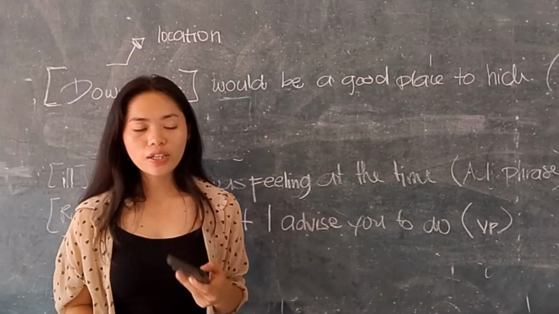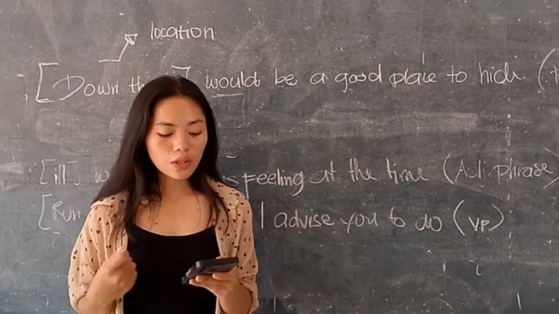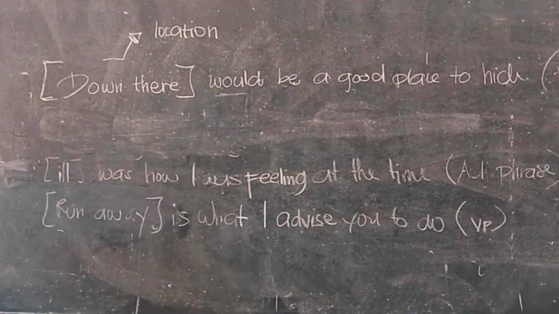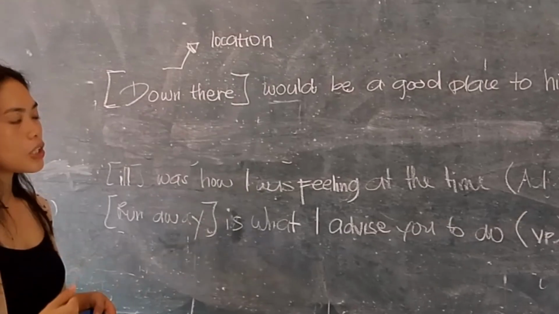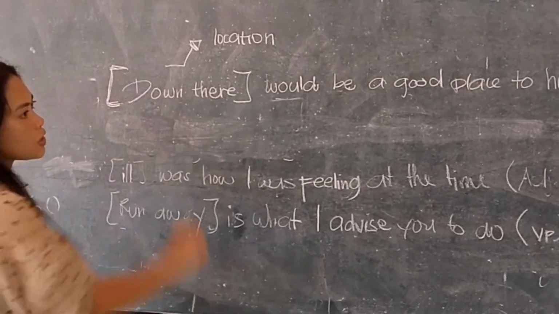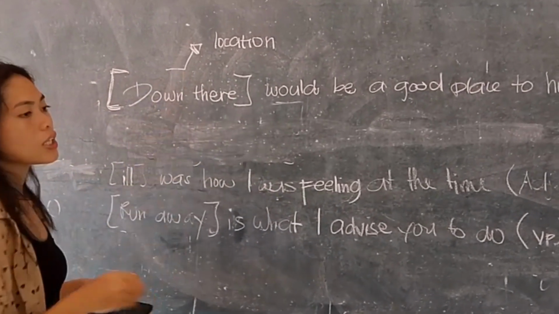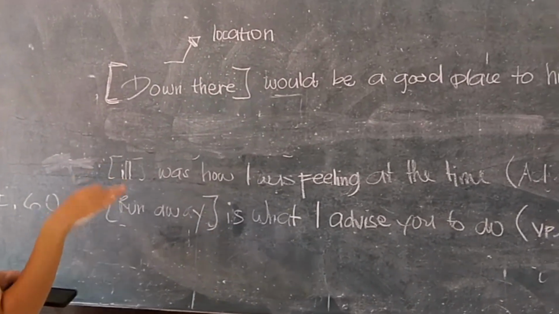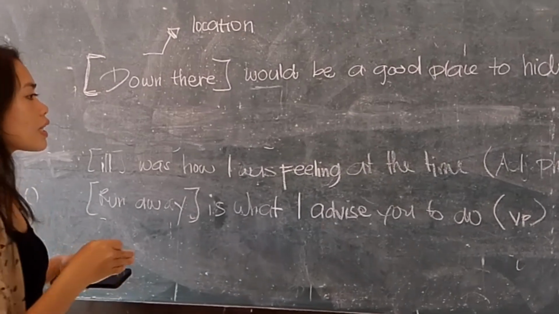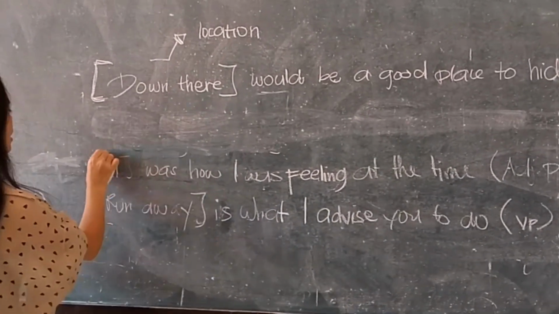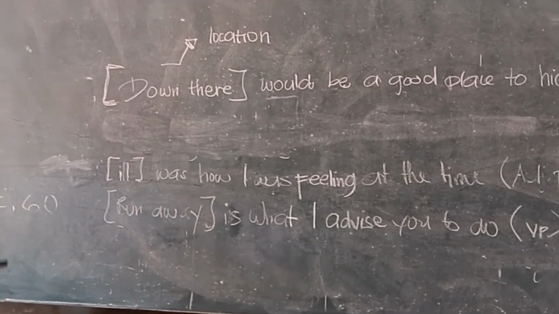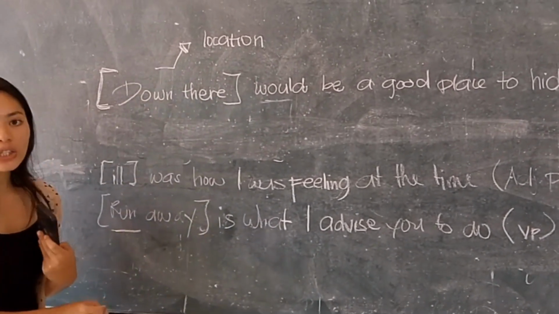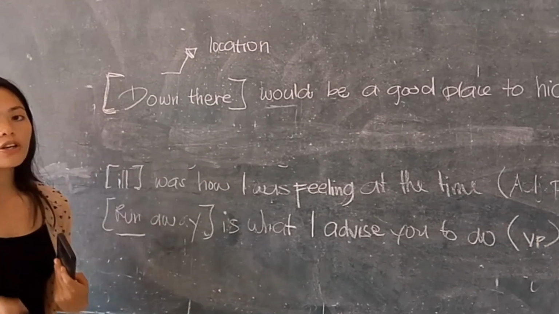What can be a subject? Other types of phrases and clauses can sometimes be the subject. Let me give you an example. First we have here, "Down there would be a good place to hide." Down there is our phrase. Since we're talking about location, this is a prepositional phrase. Now the second one is "Ill was how I was feeling at the time." Ill is an adjective, so this phrase is an adjective phrase. Now, the last one is "Run away is what I advise you to do." We're doing an action here, so this kind of phrase is called a verb phrase.